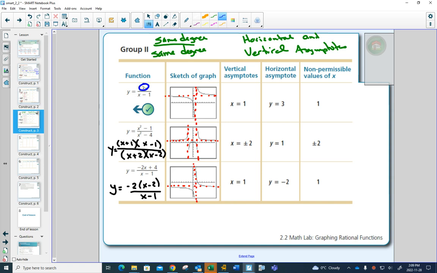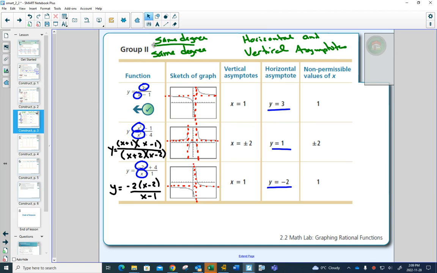In this case, it's x. 3x over x, that gives you 3. And this one, x squared over x squared, that gives you 1. And in this one, -2x over x, that gives you -2. So if they are the same degree on the top and the bottom, you end up getting a horizontal asymptote by just looking at the coefficients.